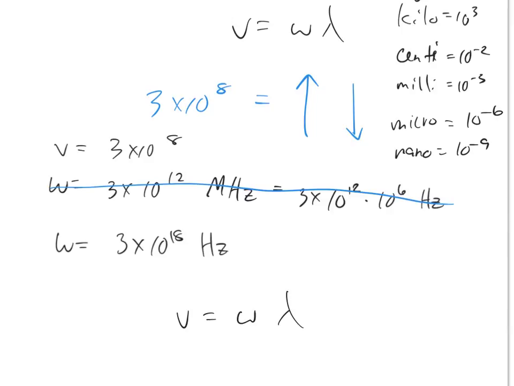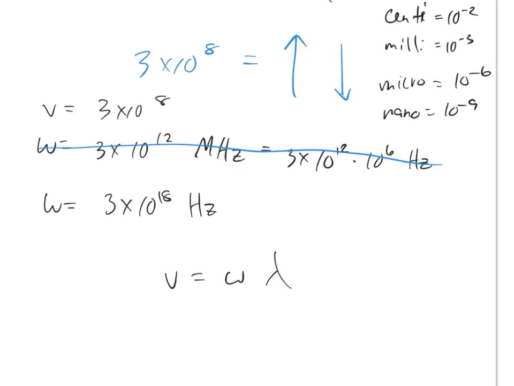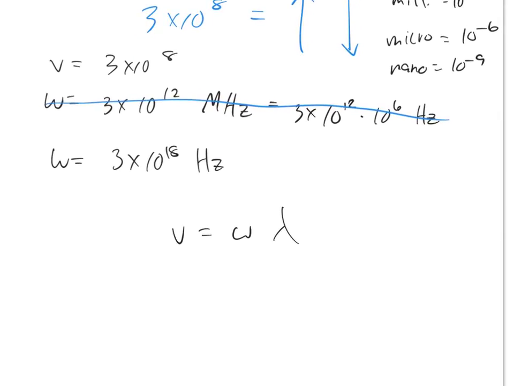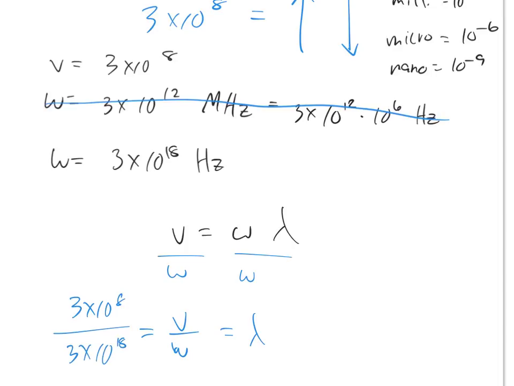Okay, what you're doing really here is just getting an answer, and then at the end we'll talk about how to rearrange that answer. So if I plug in my numbers now, I should just solve algebraically. If I'm looking for lambda, I've got to divide by omega. So let me divide by omega on both sides. So v over omega is equal to lambda. V is 3 times 10 to the 8. Omega is 3 times 10 to the 18.